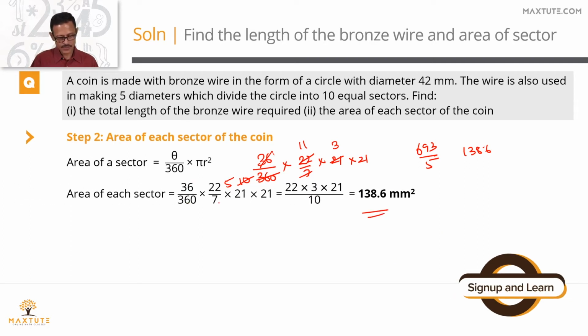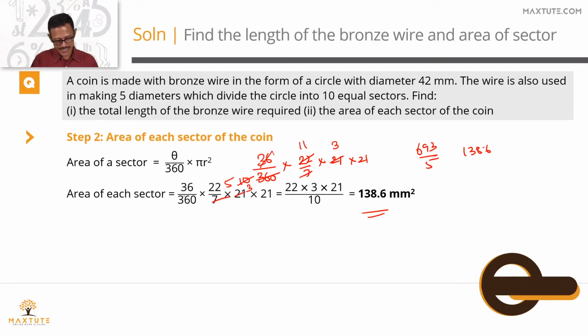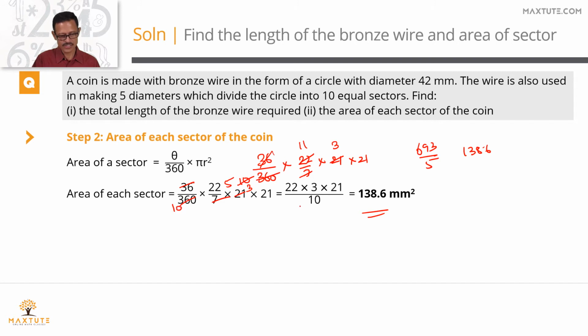36 by 360 into 22 by 7 into 21 into 21. This cancels out to leave us with the 3. So keep the 10 as it is. This 36 and 360 will cancel to leave us with the 10. 22 into 3 into 21 divided by 10. So 22 into 3 is 66, into 21 is 1386, divided by 10, which is 138.6 millimeter square.